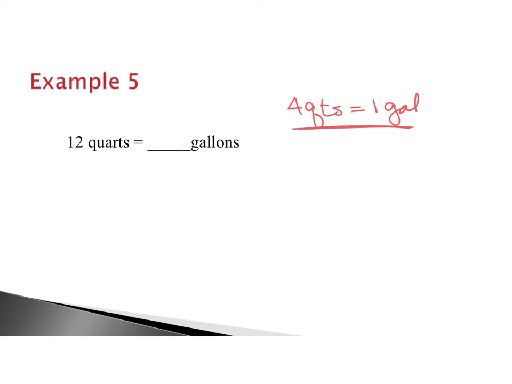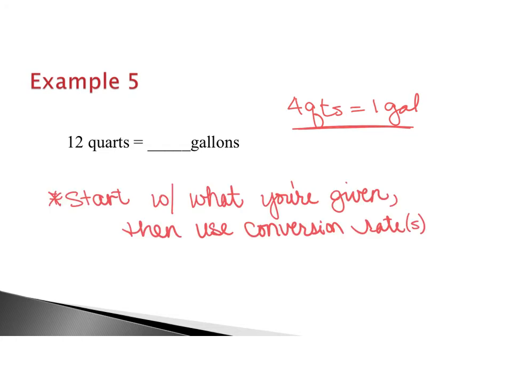Now when I go to start doing my conversions, I'm going to tell you that you always start with what you're given. So in this case, I'm going to start with my 12 quarts. Then I'm going to go ahead and use my conversion rate or rates, depending on what I need to convert, to go from there. So let's go ahead and look at how we're going to set this up.